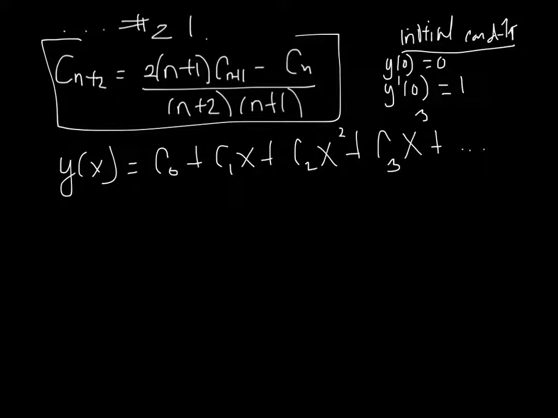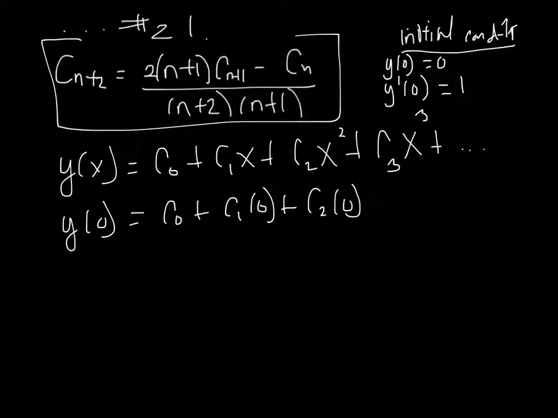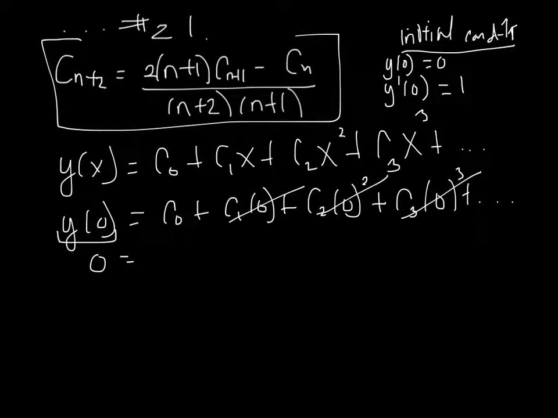If you substitute 0, y of 0 is just c naught plus c1 times 0 plus c2 times 0 squared plus c3 times 0 cubed, and so on. Hopefully you can see that all these terms are going to be gone because of the 0. So I'm left with c naught is 0. So that's our first one.